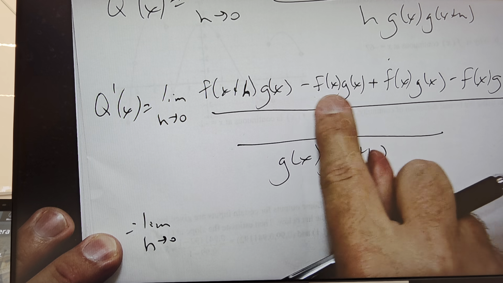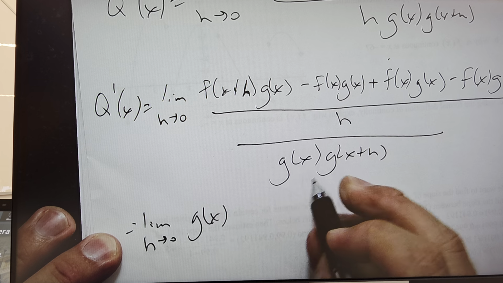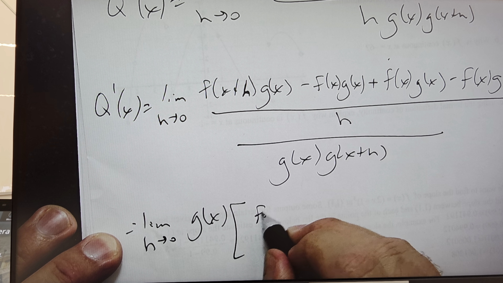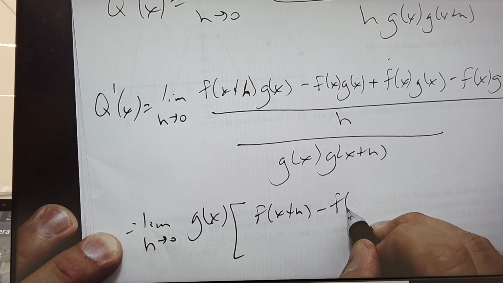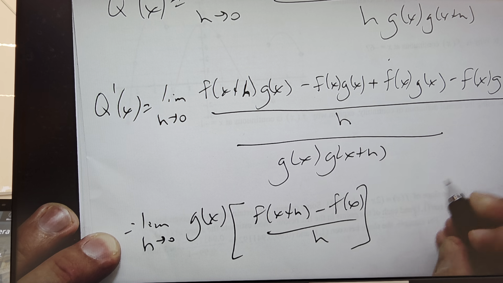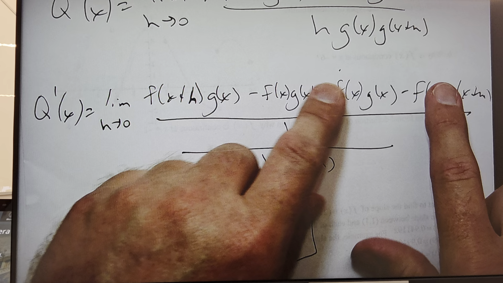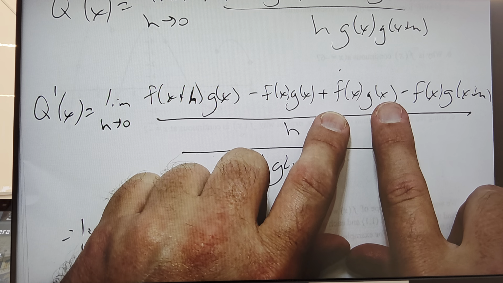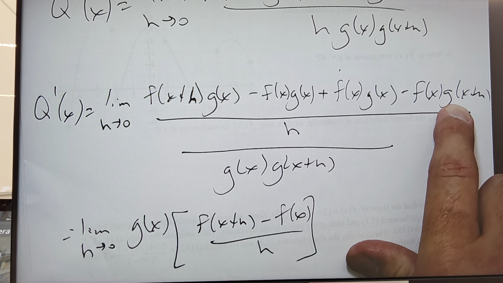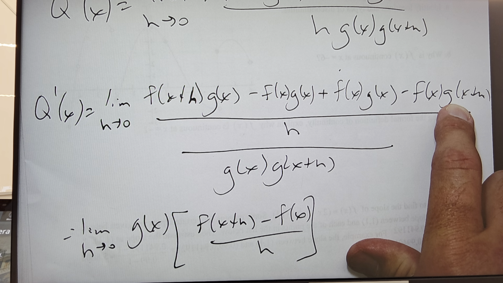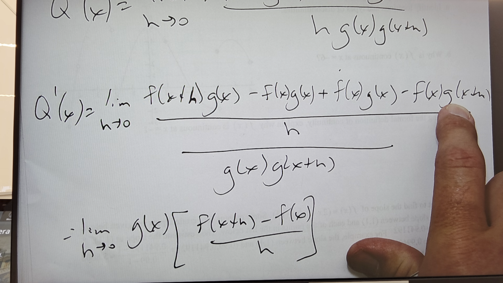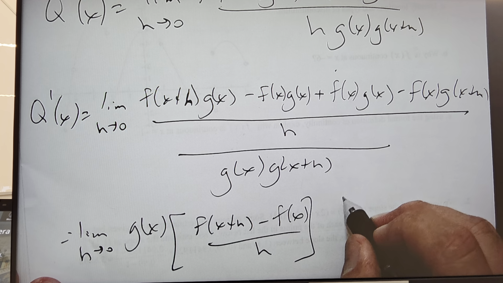So now, out of these two, I can take a g of x out, and then I'm left with f of x plus h minus f of x all over h. Over here, what's wrong? Does anyone see? I could take an f of x out, yes? But then I'm left with g of x minus g of x plus h. Is that right? What should it be for g prime? What should be first? G of x plus h. So I'm going to take a negative.